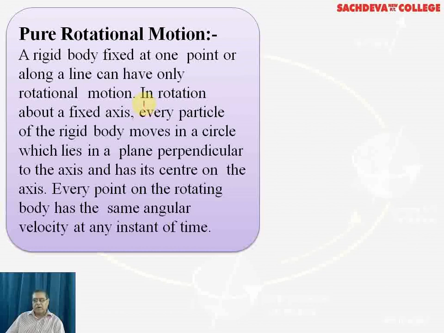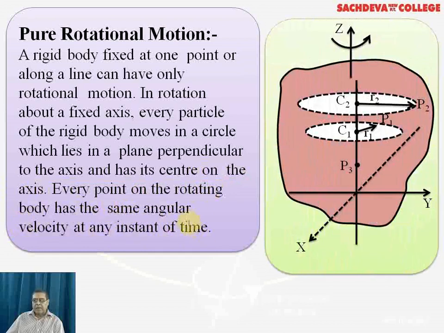So this fact now we have to go through. In rotation about a fixed axis, every particle of the rigid body moves in a circle which lies in the plane perpendicular to the axis and has its center on the axis. Every point on the rotating body has the same angular velocity at any instant of time. So this is clear from the figure that the whole body is moving along the z-axis.